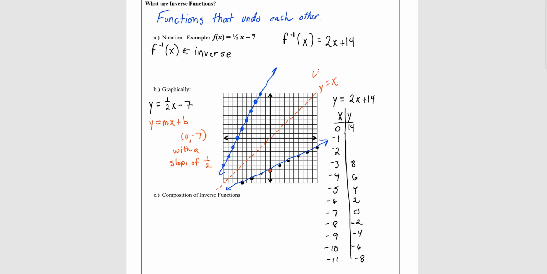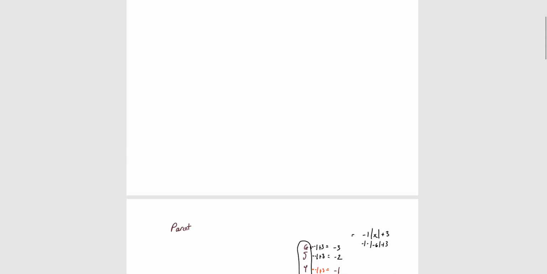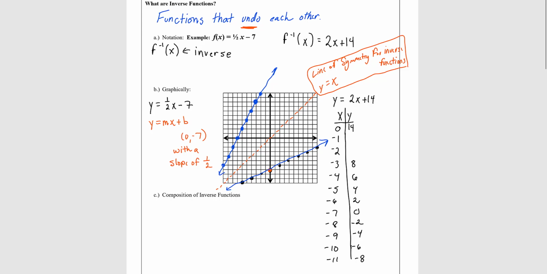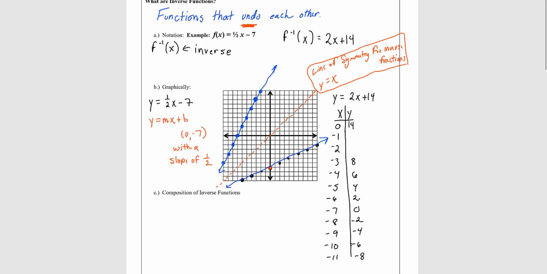And this is the line of symmetry for inverse functions. So you can think if we were able to fold this upon that dotted line, these two graphs would fold onto each other. This should sort of make sense because if inverse functions are functions that undo each other, then that makes sense that when you compose these functions upon each other, you end up with just x. All the numbers end up getting canceled out, and you're left with just a plain variable.